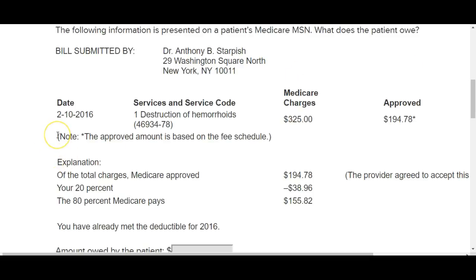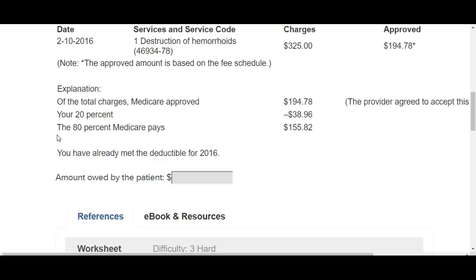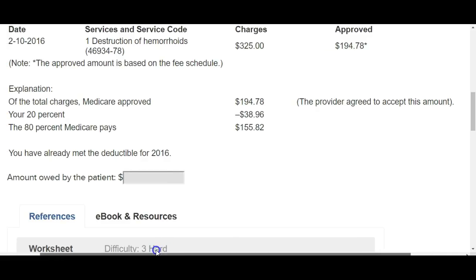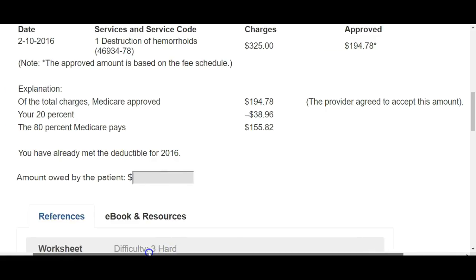There's a little notation here for you that you need to read. The approved amount is based on the Medicare fee schedule, so that's important to note. The explanation here is that of the total charges, Medicare has approved $194.78, and the approved amount is the amount that the provider has agreed to accept. If they are a participating provider, then they have agreed to accept the Medicare approved amount. So the approved amount is $194.78.